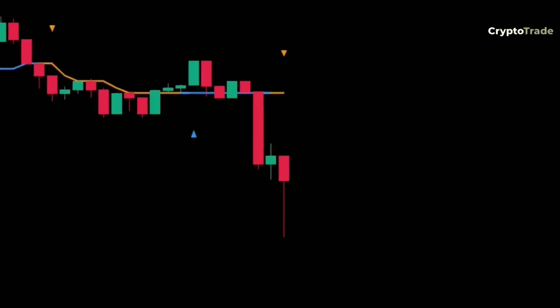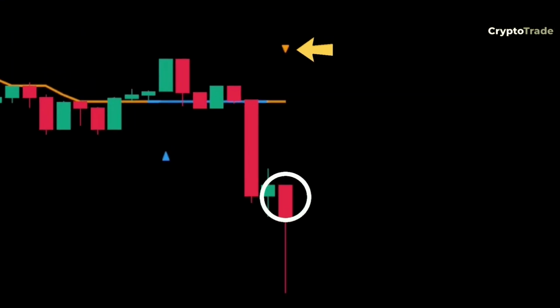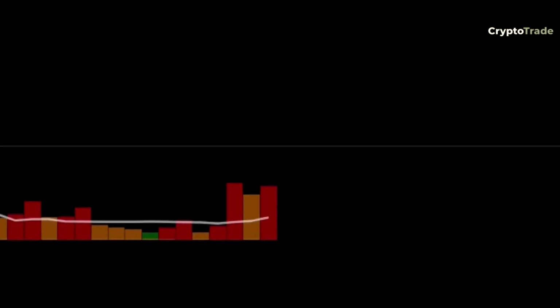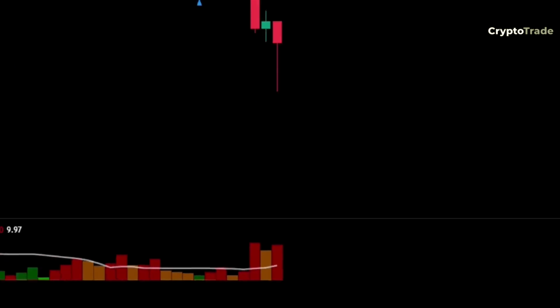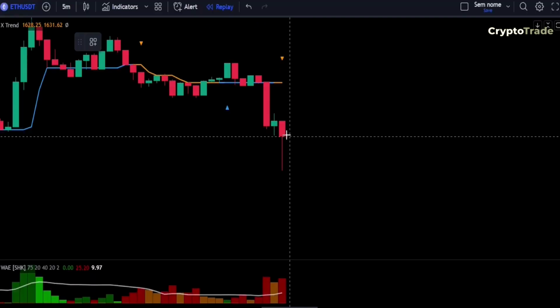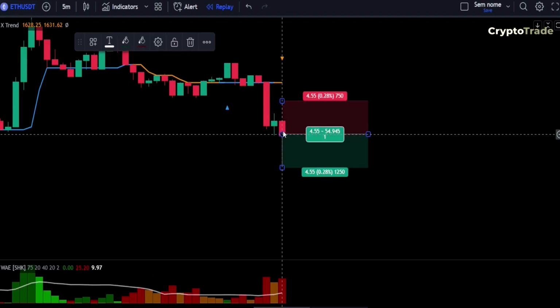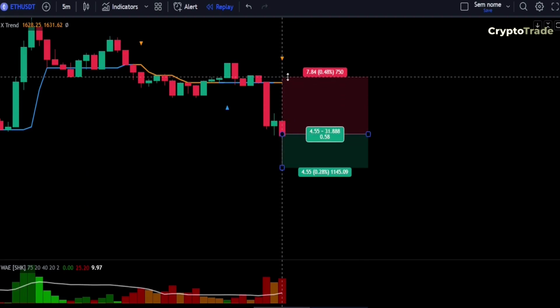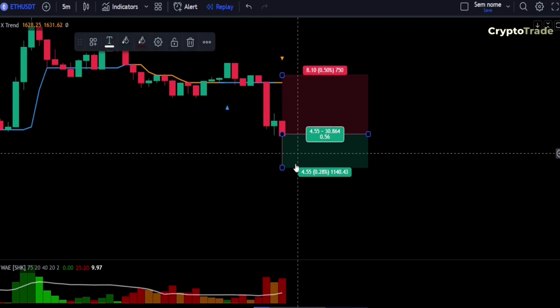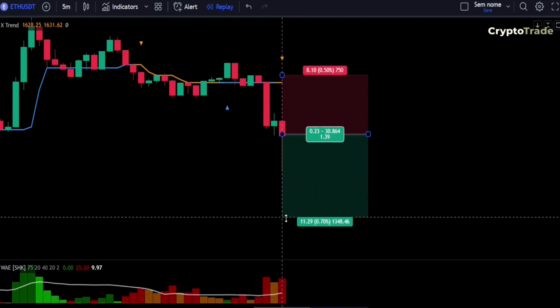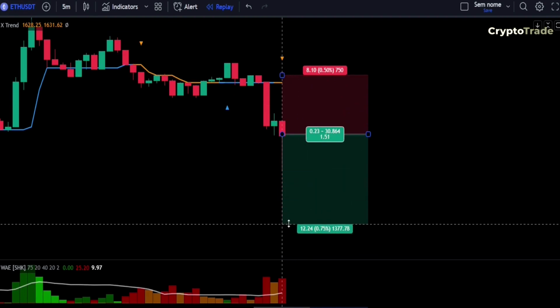The Extreme Trend indicator gives an entry signal with an orange triangle and the candle is red at the same time. The WADDAH ATTAR Explosion indicator is red and the bar is above the white line. As these conditions are met, place a sell order at the closing of the candle. Place the stop loss above the nearest swing high. The risk to reward ratio will be set to 1 to 1.5.